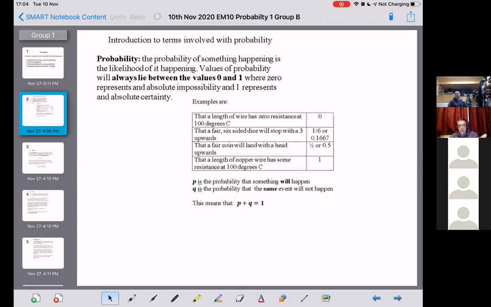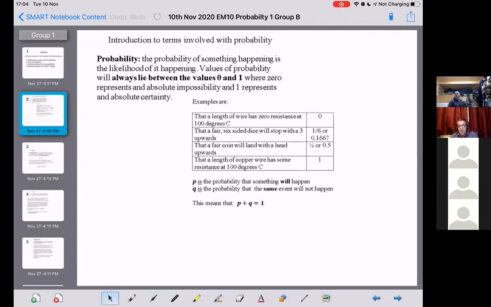So yeah, so absolute certainty is 1, absolute impossibility is 0. So by example, if we said what's the probability that the length of wire has 0 resistance at 100 degrees C, well, that's an absolute improbability. The probability there would be 0.